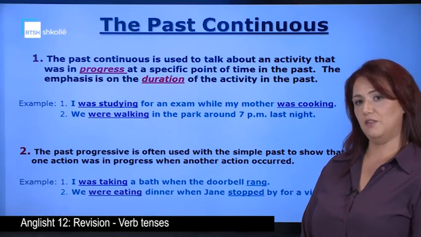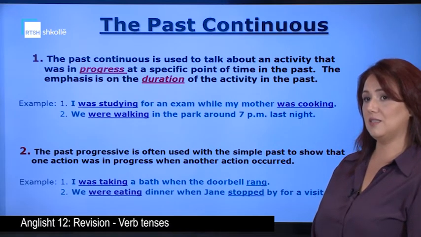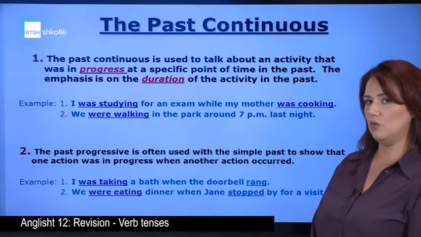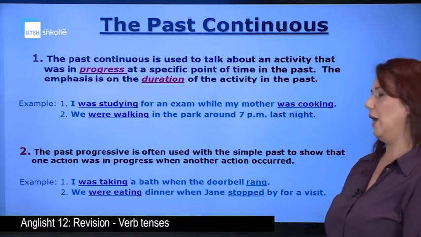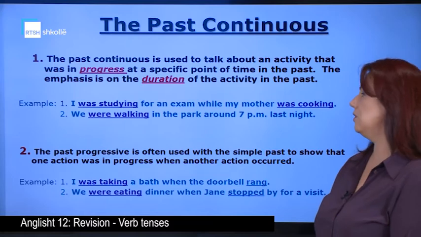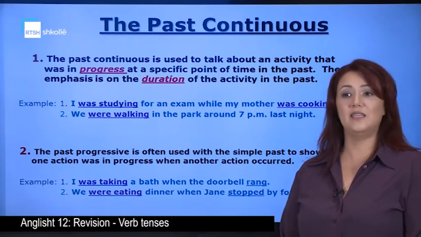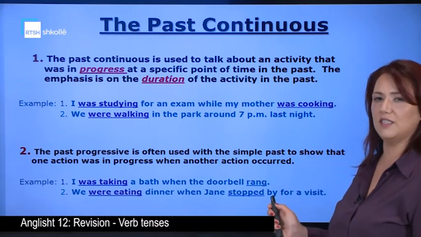The past progressive is often used with the past simple to show that one action was in progress when another one occurred. For example, I was taking a bath when the doorbell rang, or we were eating dinner when James stopped by for a visit.